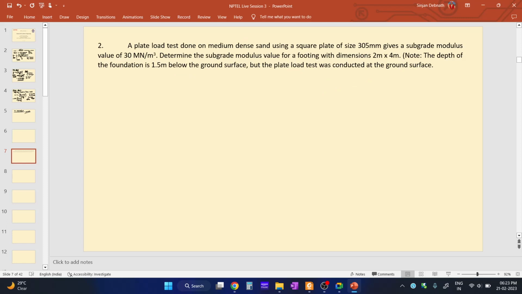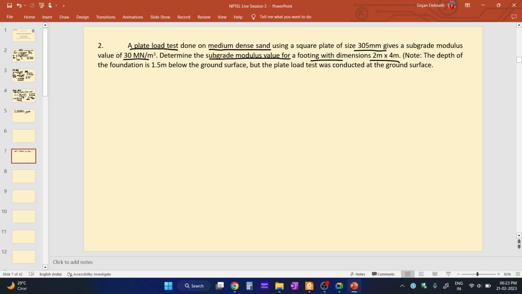So what is the second question? A plate load test done on medium dense sand. Similar type of question, but all these questions are different. There are slight differences between all these questions. A plate load test done on medium dense sand using a square plate of size 305 millimeter gives a subgrade modulus of 30 meganewton per meter cube. Determine the subgrade modulus value for a footing with dimensions 2 meter by 4 meter.